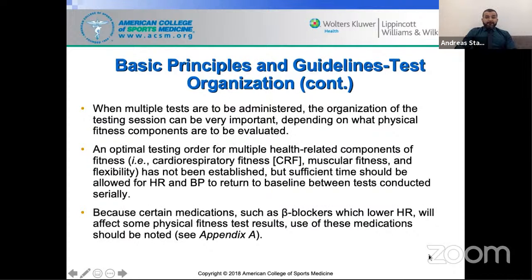Now, concerning the fitness tests, ACSM is an organization that doesn't give you a specific order. But as you can see in that second dot, whatever you do, keep the same order and also give people sufficient time to get the heart rate and blood pressure down to whatever their baseline measurements were. Okay? If they're taking medications, take that into consideration. Make sure you know if they can stop taking them before the test, or if they still take them during the test. Put a note down and make sure you take that into consideration during the test and when you're trying to interpret the scores.